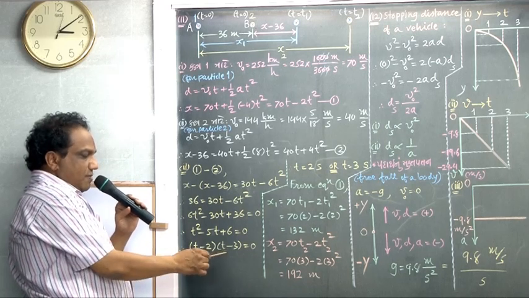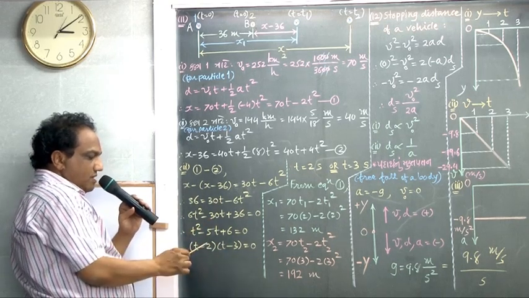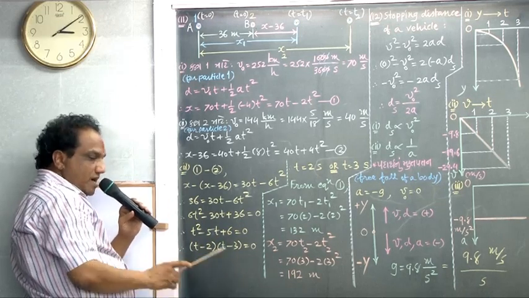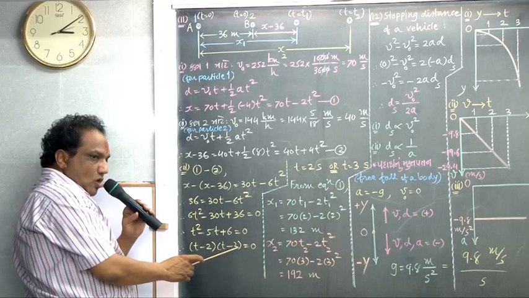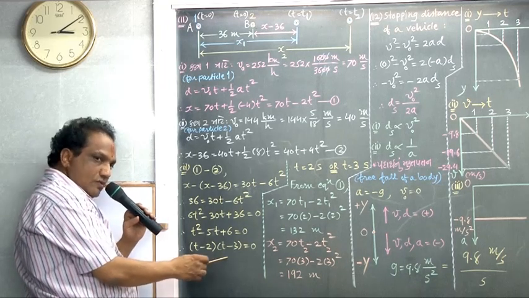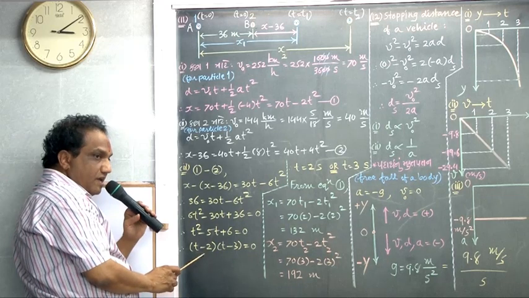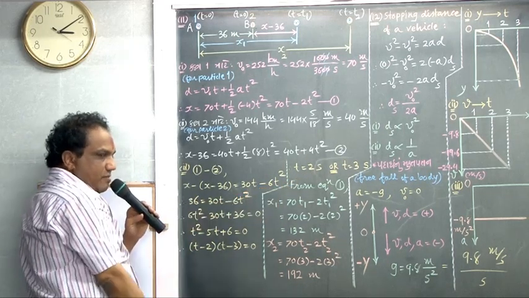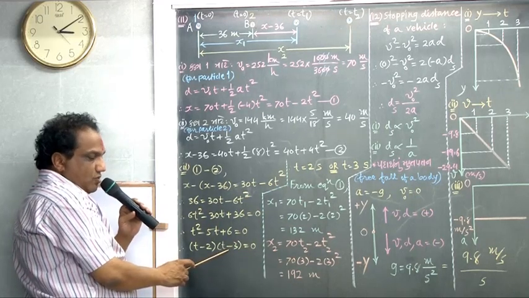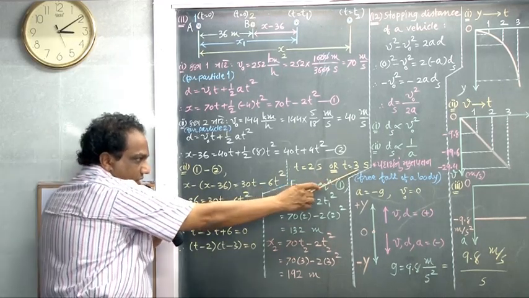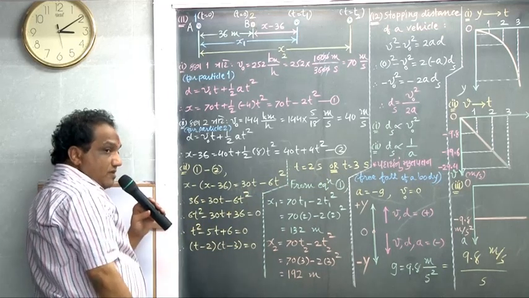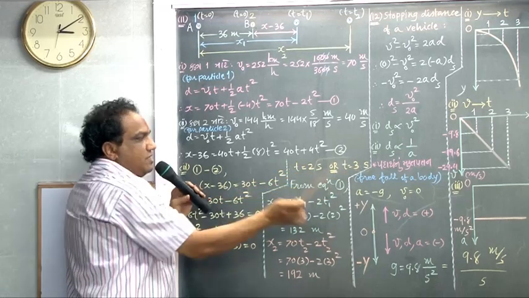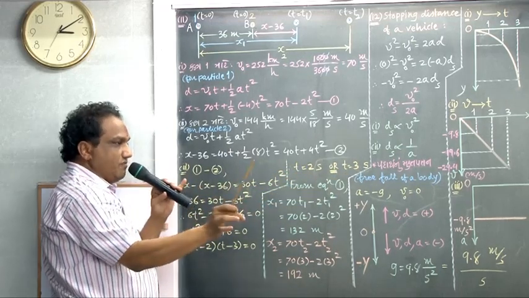When this multiplication is 0, either this is 0 or that is 0, or both of them are 0. So take this equal to 0, and take this equal to 0. When you take this equal to 0, t will be 2 seconds. When you take this equal to 0, t will be 3 seconds. So at which times will they meet each other? At 2 seconds and at 3 seconds they will meet each other. That is what we found out.